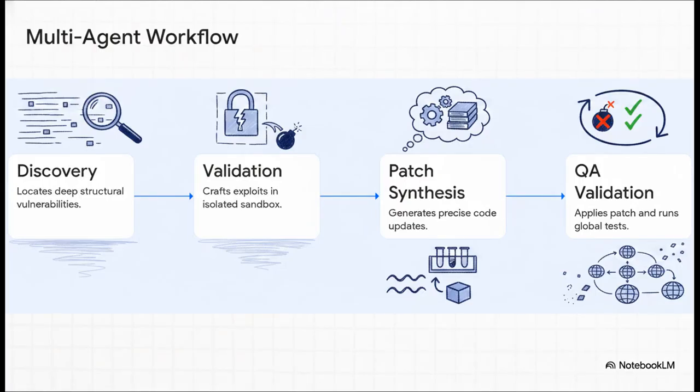So how does this actually work? Let's break down the exact workflow of this 4-agent tag team. First up, the discovery agent. It's constantly evaluating pipeline code changes to map out deep structural anomalies. Second, the validation agent catches those findings, spins up an isolated sandbox, and actually crafts an exploit payload to see if the flaw is genuinely reachable. Third, we have the patch synthesis agent. It reviews the source code, trace logs, and, crucially, your own corporate coding standards to generate a syntactically precise code update. And finally, the QA validation agent applies that synthesized patch back in the sandbox, reruns the exploit, and hits your global test suites just to guarantee the fix works and introduces zero regressions.